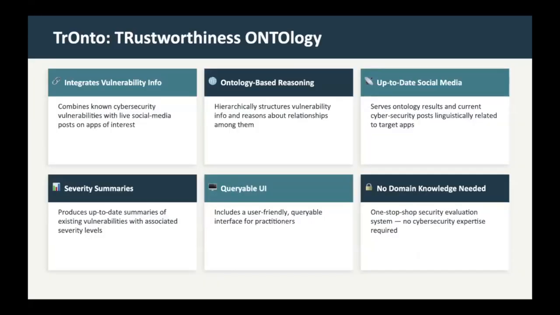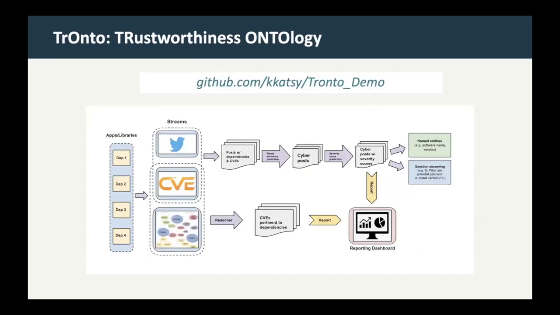For that, we built a target application that integrated the vulnerability information, did some ontology-based reasoning, then queried some up-to-date social media, provided severity summaries, and in this way, the users needed no specialized domain knowledge. This will be the structure of the application. You can see that the second column gives you the data streams: the common vulnerabilities enumeration, which I will talk about in a second, Twitter, other chatter, like the one we saw from StackOverflow, and an ontological representation.